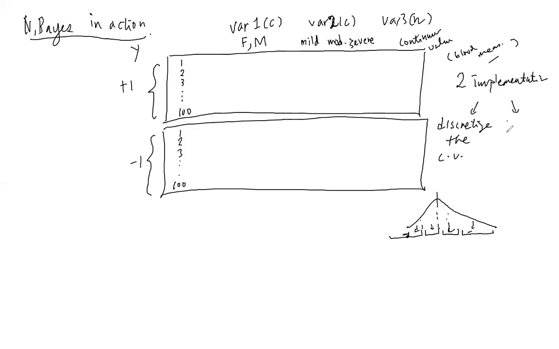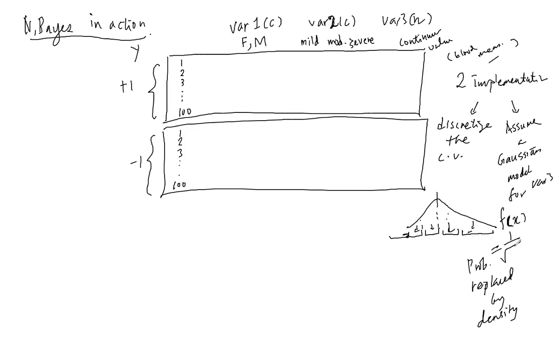The other way is to assume some kind of a model, assume a Gaussian model for your variable three, right? And then you use the density as the probability. Okay, so the probability is replaced by the density function. So f(x) equals 1 over square root of 2 pi sigma squared plus, e to the power of minus (x minus mu plus) squared over 2 sigma squared plus. Okay, so that's the normal density. In the naive Bayes function that we're going to see later in R, it uses this approach, yeah.